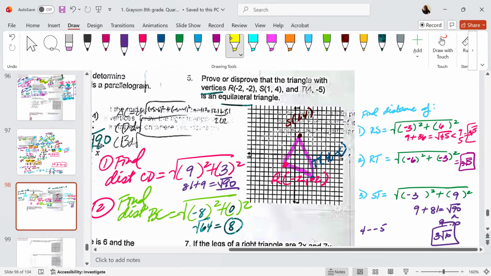Do you see mine? First one is 3 square root 5, 3 square root 5, and then 3 square root 10. Are they all three the same side? Okay, so not equilateral because, and then explain it. Do you understand?